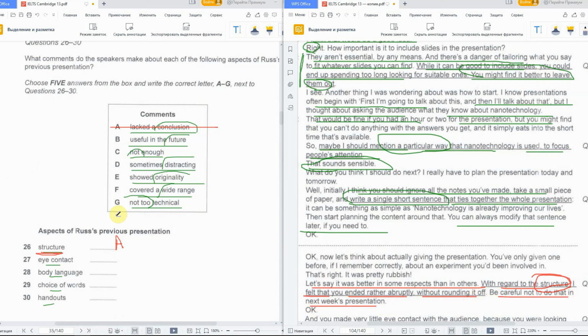And you made very little eye contact with the audience because you were looking down at your notes most of the time. You need to be looking at the audience and only occasionally glancing at your notes.